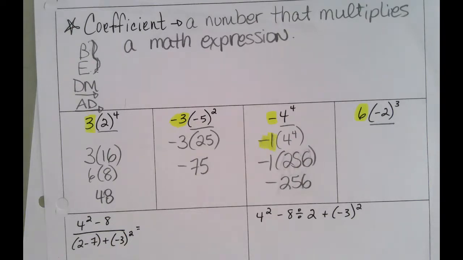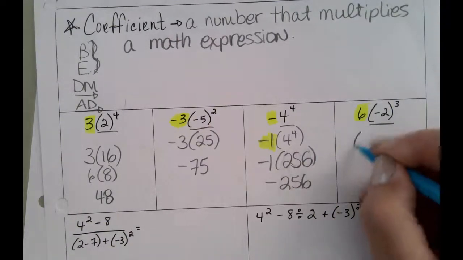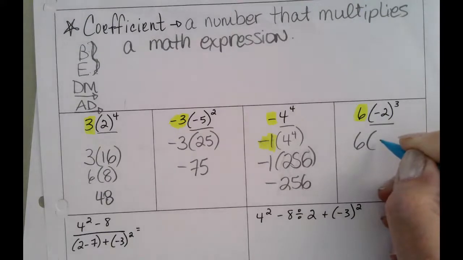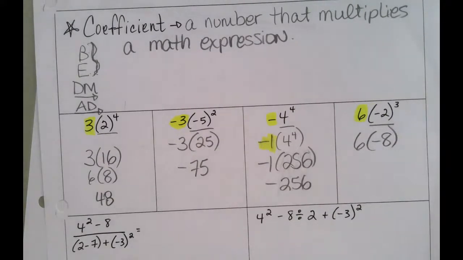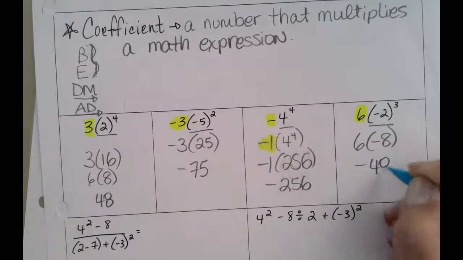Negative 2 to the power of 3. What's that one? Have we got that one memorized yet? 8, positive or negative? Good. Positive or negative? Sorry? Negative, because we have 3 of them. Right? We good? And then negative 48.